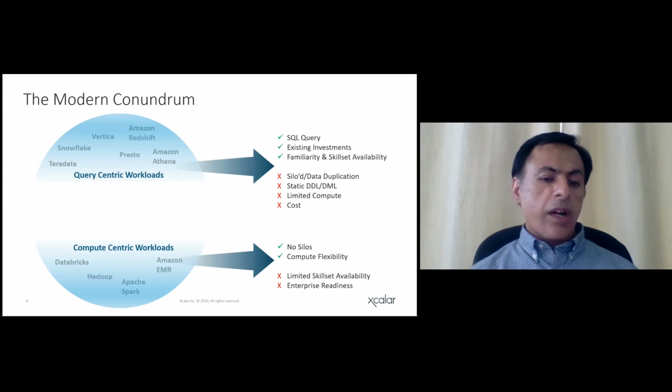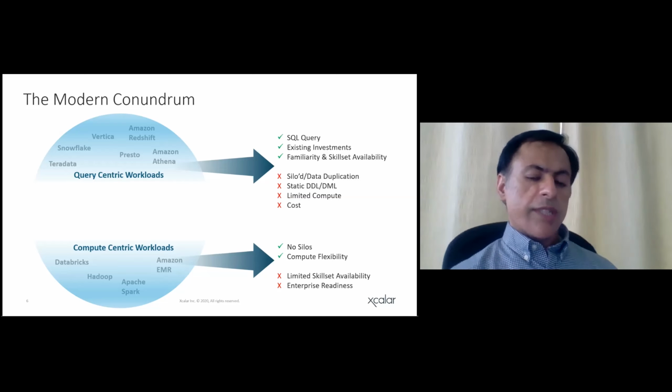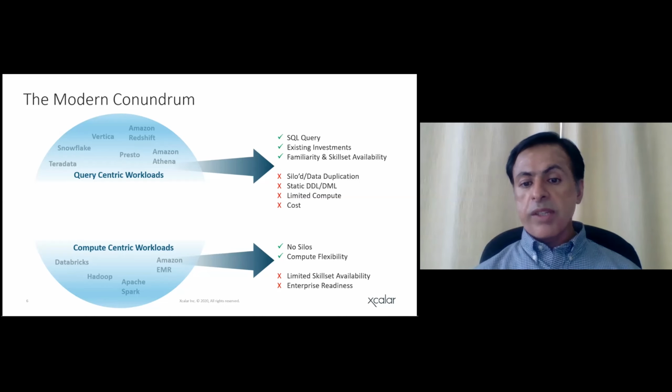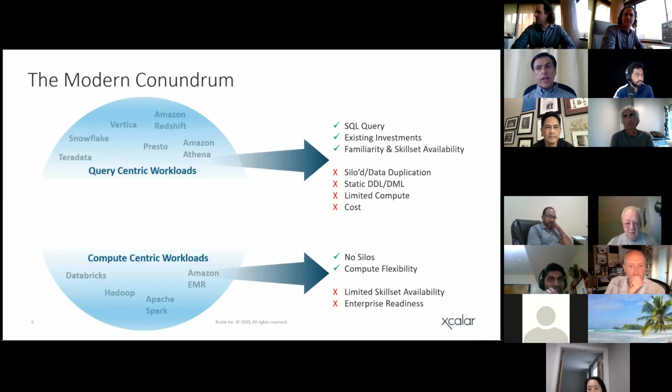On the other hand, you've got compute-centric workloads that tend to fall in the domain of technologies like Hadoop and Spark. These are scale-out technologies, and you can get away from the silos. You have complete flexibility in the kinds of computations you want to do. But again, these technologies tend to have limited skill set availability in the marketplace. A lot of them are open source technologies, so they don't have the enterprise readiness that you would expect from a commercial offering. A lot of organizations end up building their own technology stacks and data pipelines on top of these technologies.